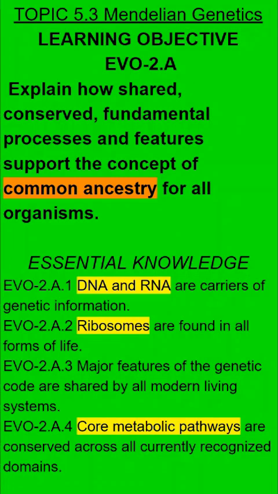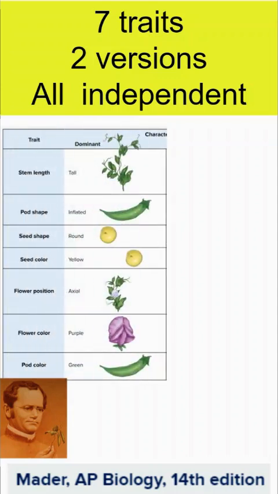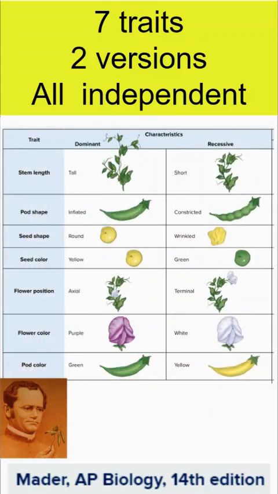DNA, RNA, ribosomes, core metabolic pathways all support the concept of common ancestry. So we've got Mendel, and he was studying pea plants, and he looked at 7 traits, and he was looking at the inheritance of those 7 traits. And he found that there were 2 versions of each trait, and as he crossed purebred varieties, he saw that one would show up, and we could call that the dominant one, and one would be hidden and be passed on to future generations. All of those traits were independent of one another.